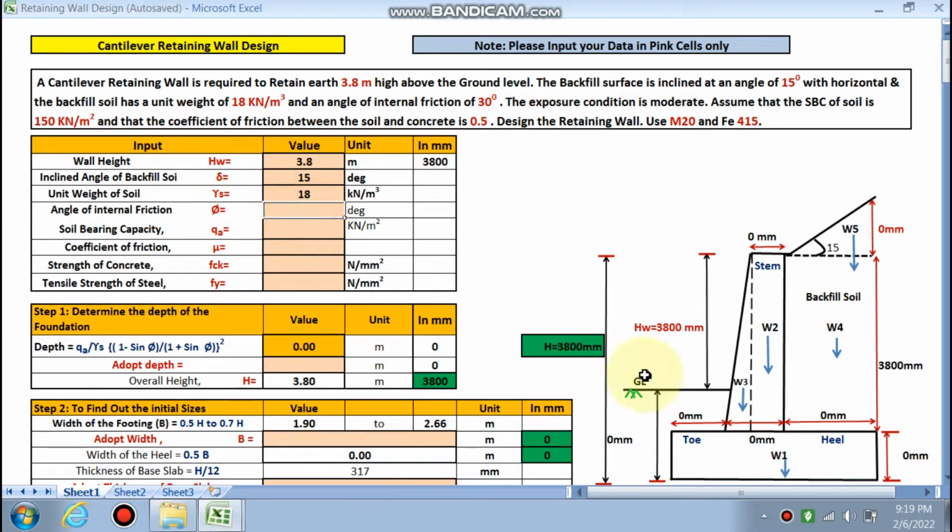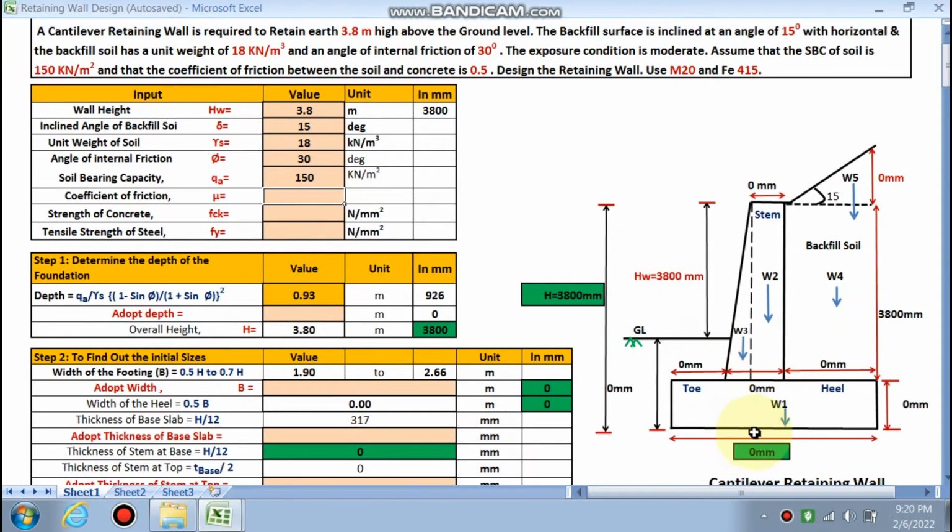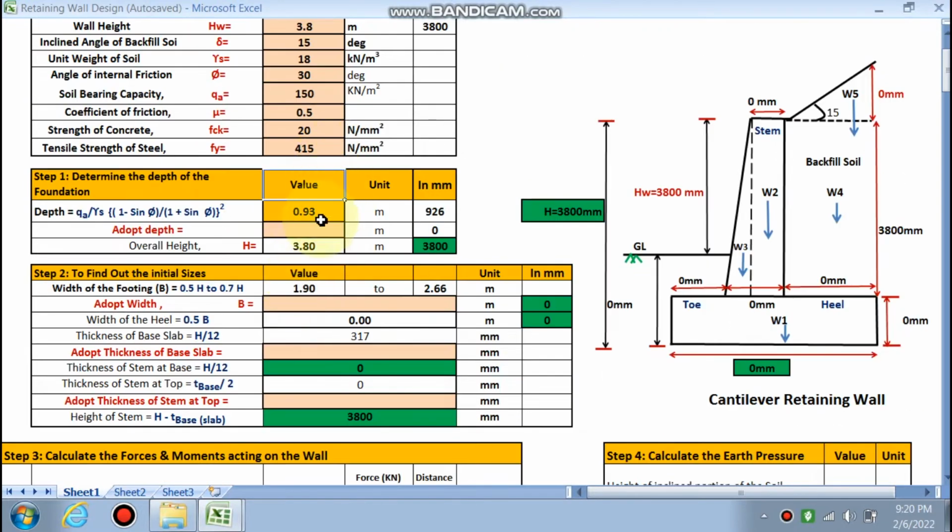Okay. What is the internal angle of friction? The angle of friction between the concrete and the soil is 30 degrees. And the soil bearing capacity is given as 150 kilonewton per meter square. You have to put your data. And what is the coefficient of friction? This is the concrete and there is the soil, and if it tries to slide, then friction comes into the picture, right? So the coefficient of friction is given, that is 0.5, and fck we have to use is M20 and fy is 415, right? So now we have put all our data.